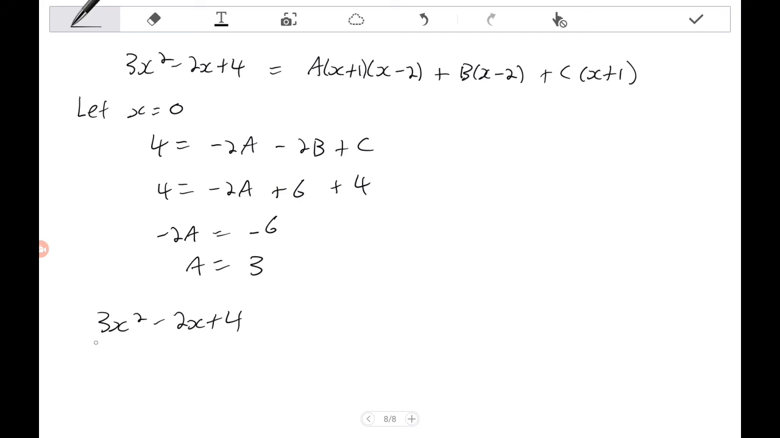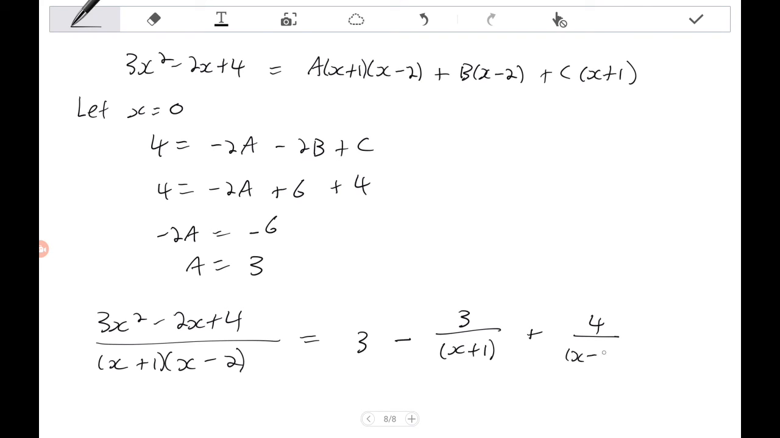and we can say that 3x squared minus 2x add 4 over (x plus 1)(x minus 2) is equal to 3 minus 3 over x plus 1 add 4 over x minus 2. Just like that. And this will work for any powers.